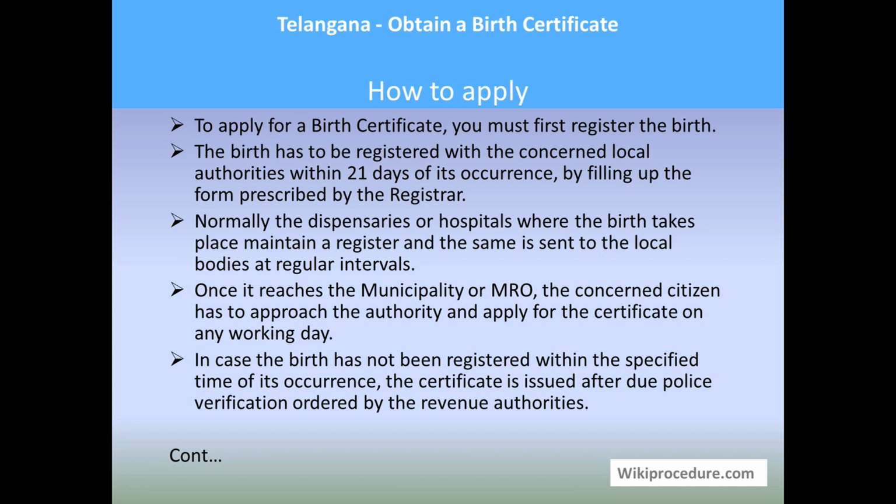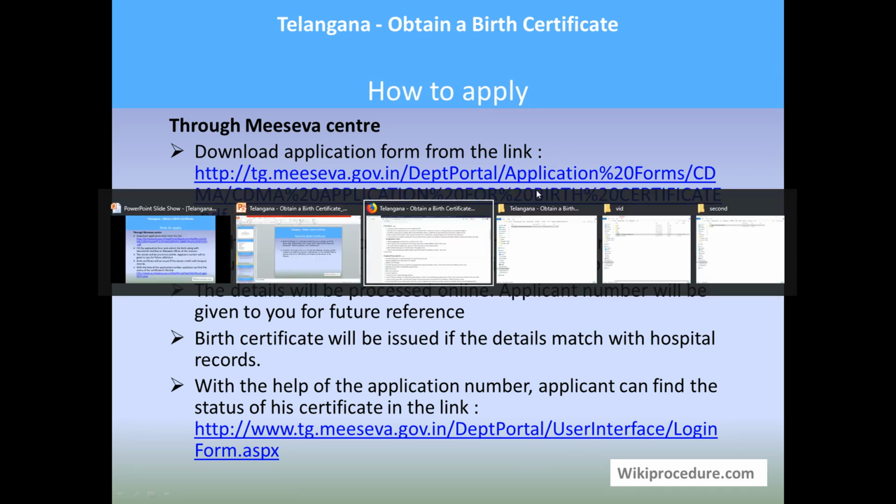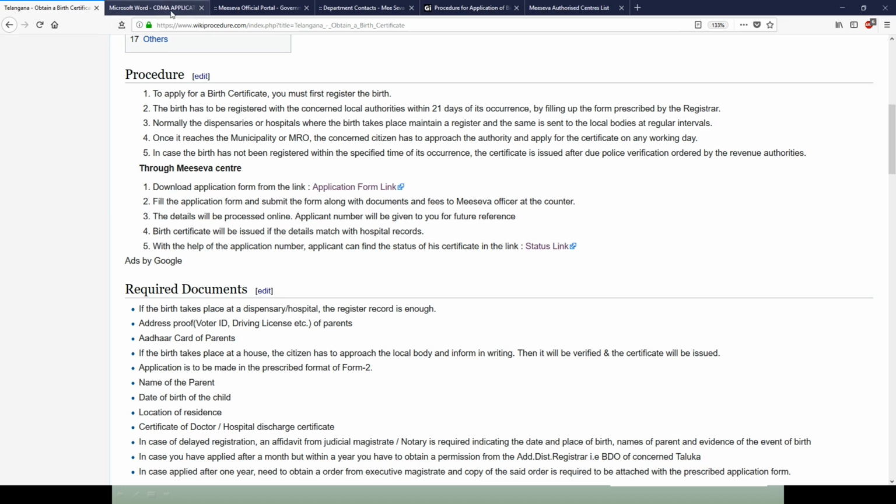In case the birth has not been registered within 21 days of its occurrence, the certificate is issued after due police verification ordered by the revenue authorities, because it is a vital document. They need to take care of this. You can also apply through Me Seva Center. Download the application form from the link provided here. I will show you the website and the form, how it looks.